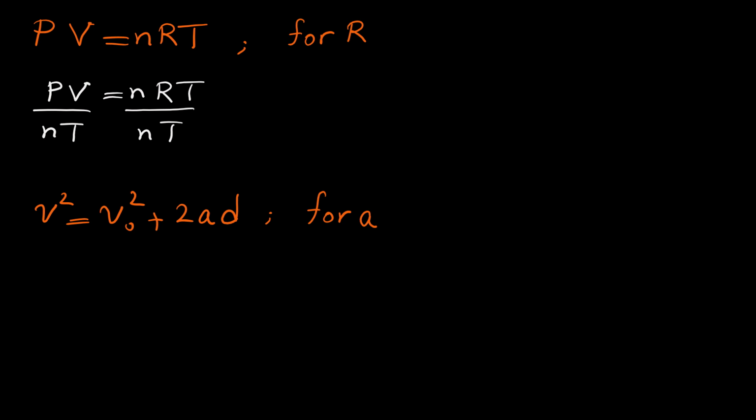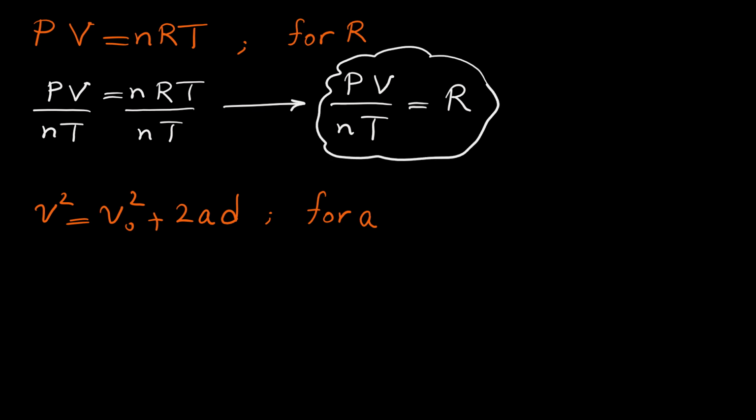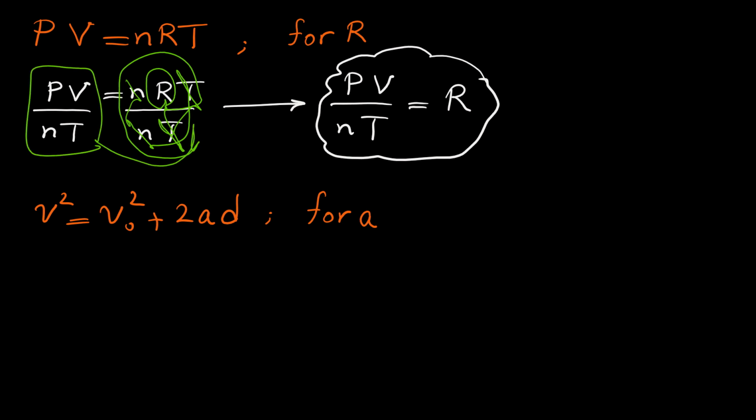Then we have PV over nT equals R. So R is equal to this. So we solve the equation for R. Attention, n with n cancels, T with T cancels, and we have R on the right side. So R equals PV over nT.